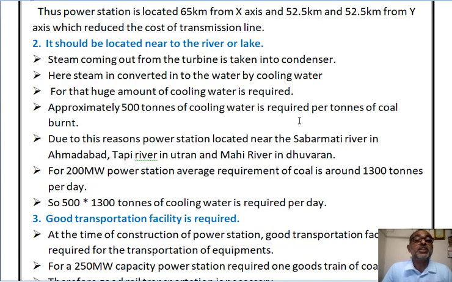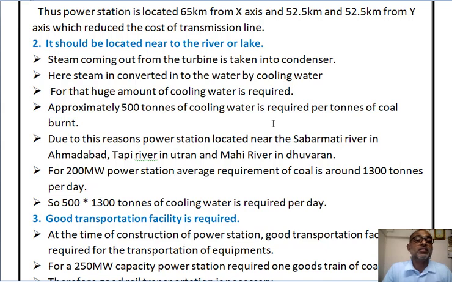Now whatever steam comes out from the turbine is firstly taken into the condenser. In this condenser, the hot steam is again converted into water by using cooling water. For that, a huge amount of cooling water is required in the condenser to convert steam into water. Approximately 500 tons of cooling water is required per ton of coal burned in the boiler.